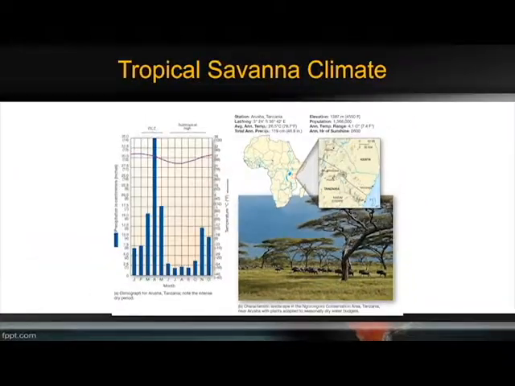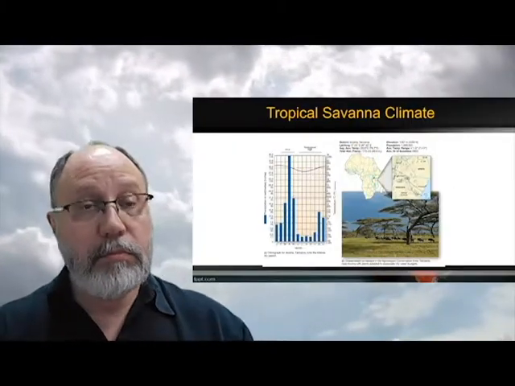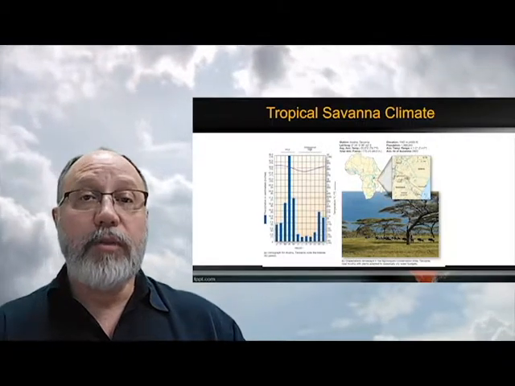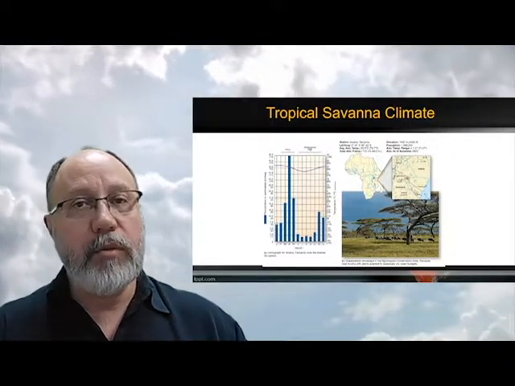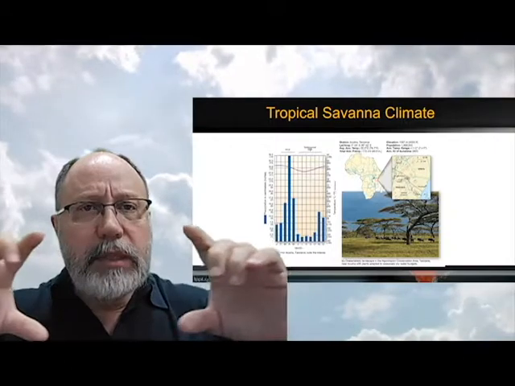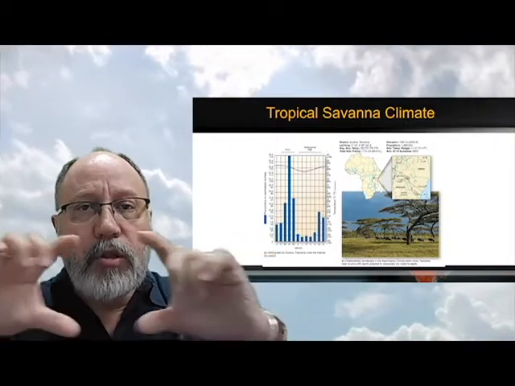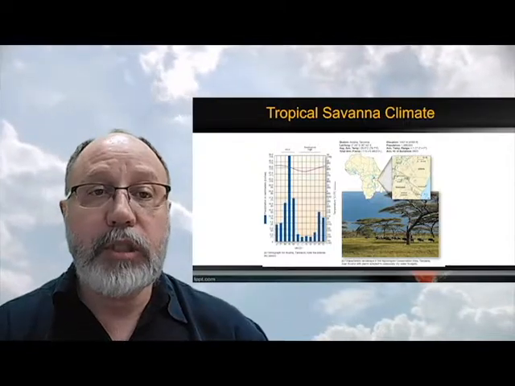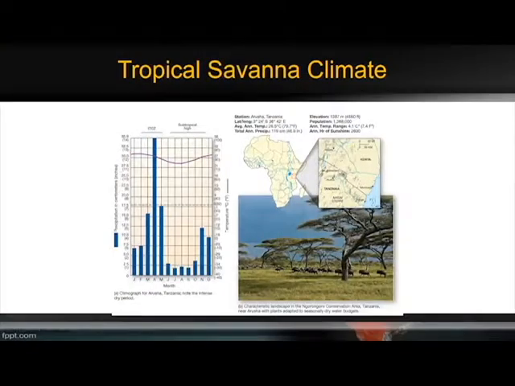So that's our three tropical classifications: tropical rainforest, tropical savanna, and tropical monsoon. So that's exactly in the tropical region. Outside the tropical region, you start to see more changes in temperature and the elements you have.